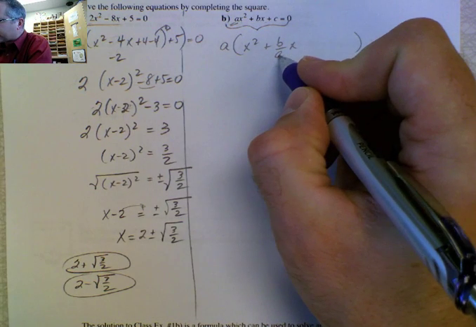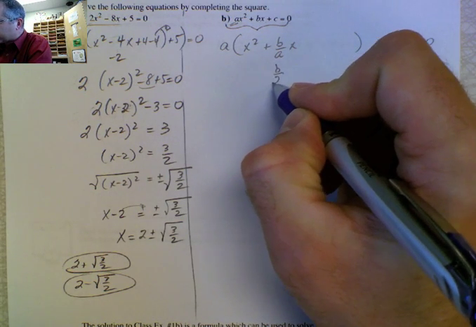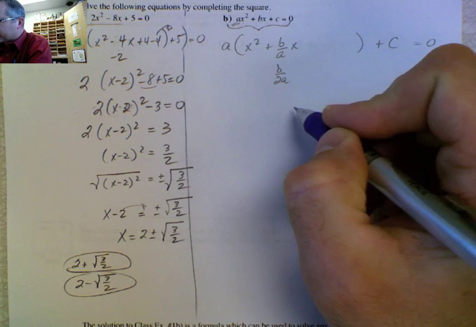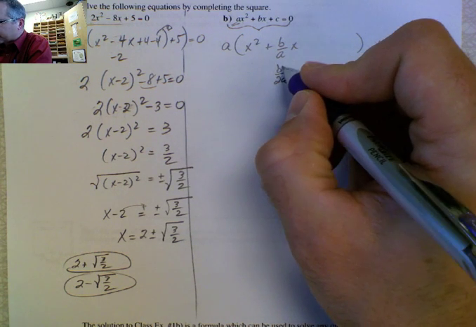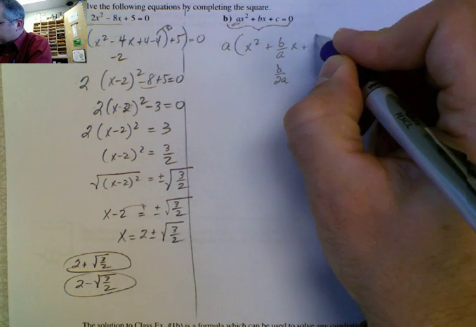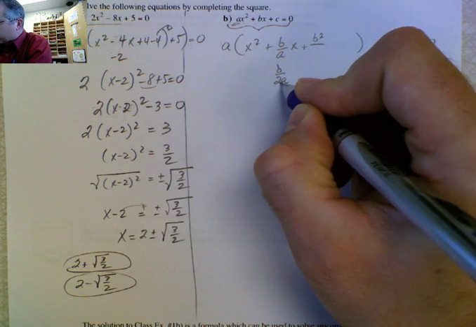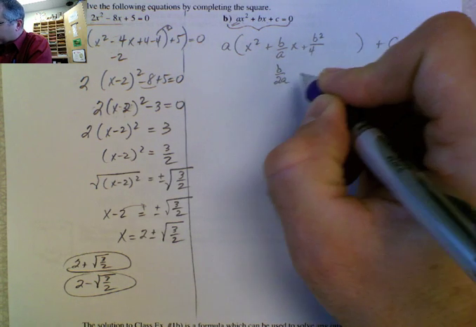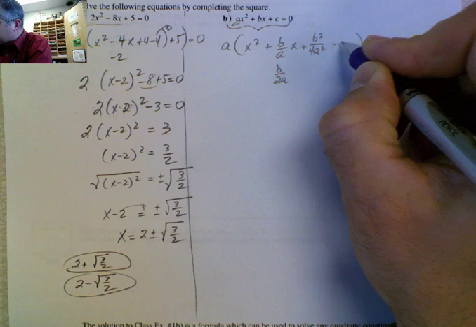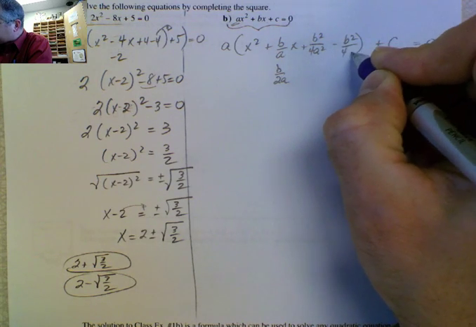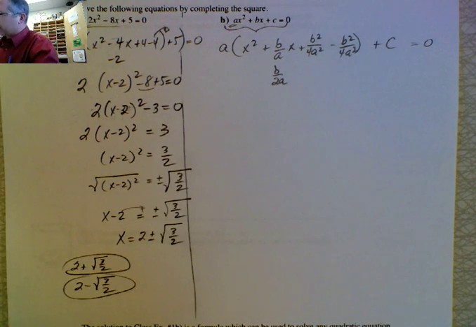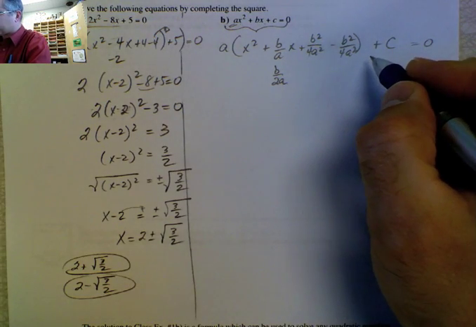Now half of b over a is b over 2a. You divide that by 2. Then you need to square this. Well, if you square b, you get b squared. And if you square 2a, well, 2 squared is 4, and when you square a, you get a squared. So that's what we're going to add and subtract. We're going to add and subtract b squared minus or plus 4ac and minus b squared and 4ac.